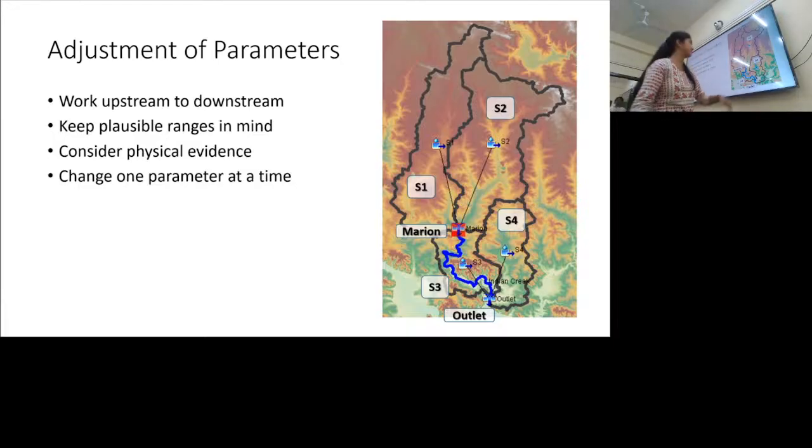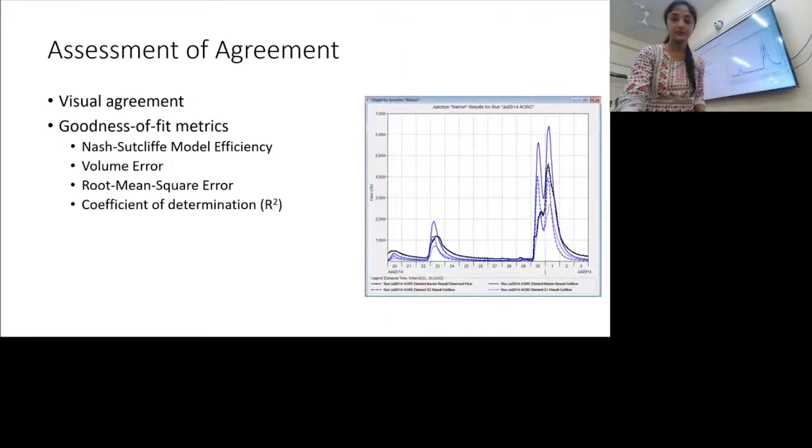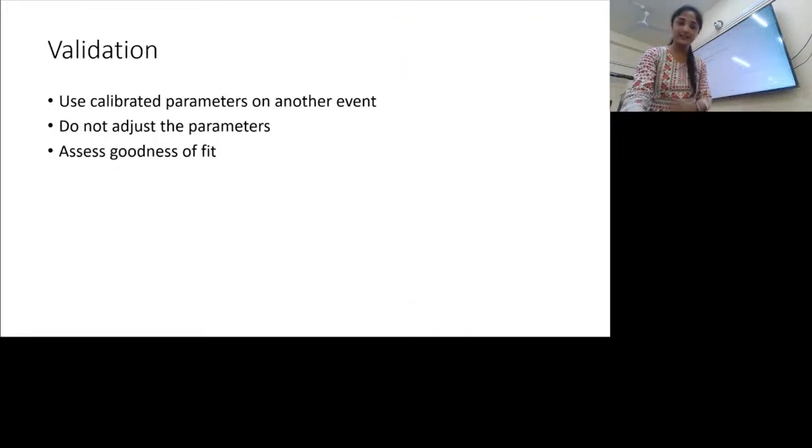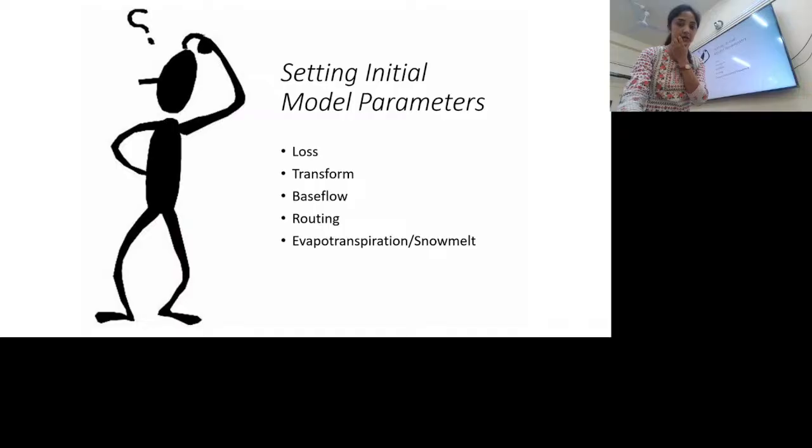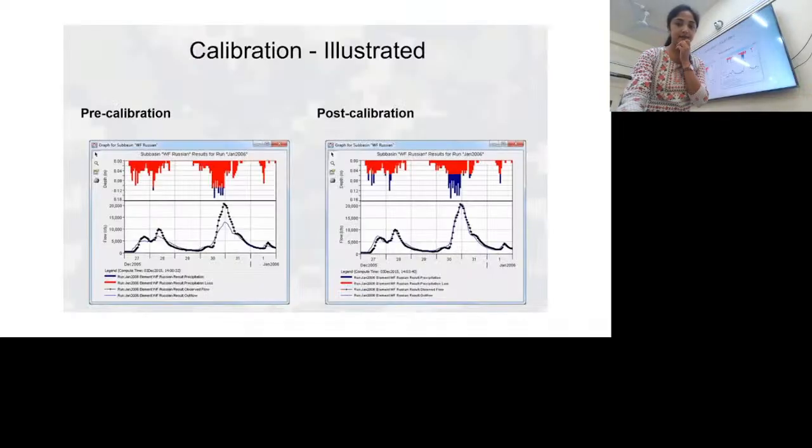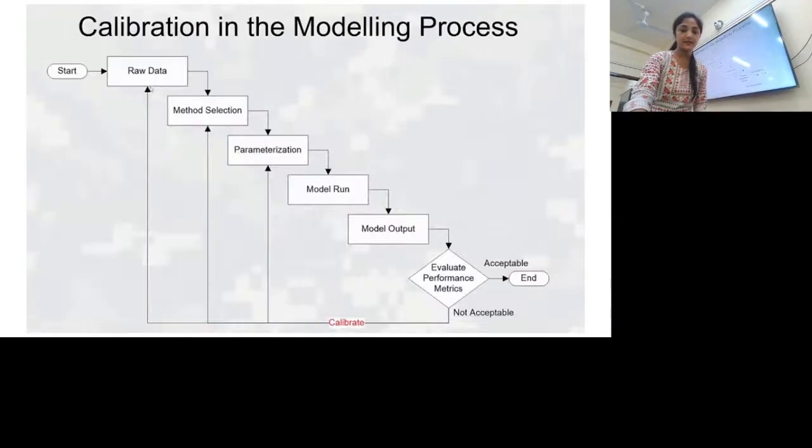For adjustment of parameters, if you have available data, then we will calibrate from upstream to downstream. However, in our case we will calibrate only at the outlet because we have only one data set. Then validation I have explained. Okay, setting initial, fine. So again the example, pre-calibration and post-calibration. These are the processes for calibrating the model.